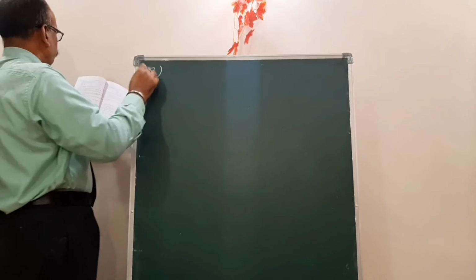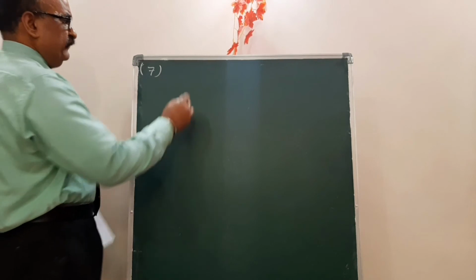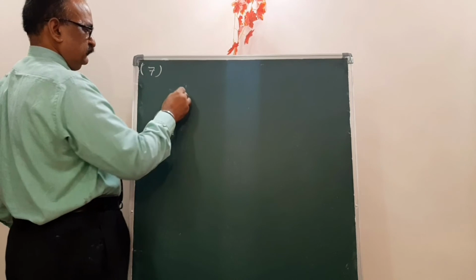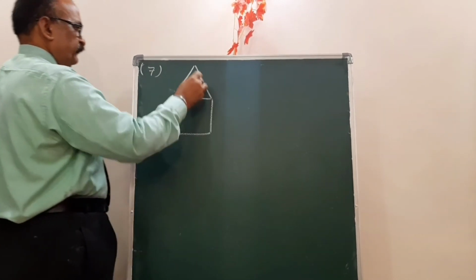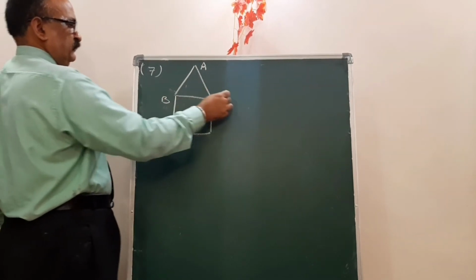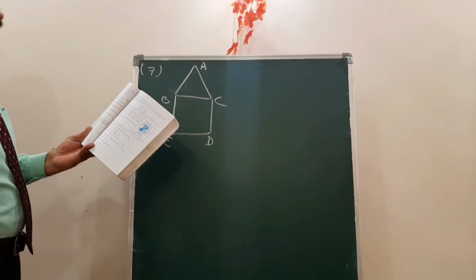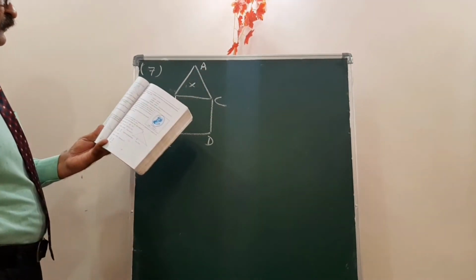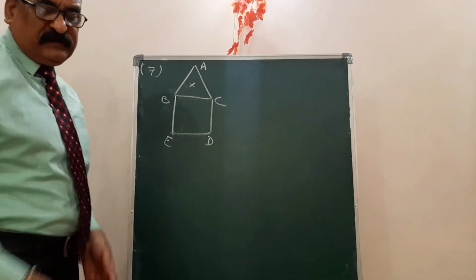Next question is question number 7. Prove that the area of equilateral triangle described on the one side of a square is equal to half the area of equilateral triangle on its diagonal. Prove that the area of equilateral triangle, ये equilateral triangle है, इसमें all the sides are equal.